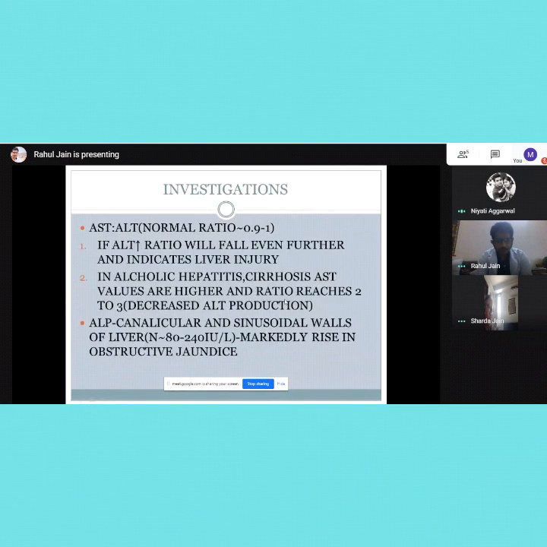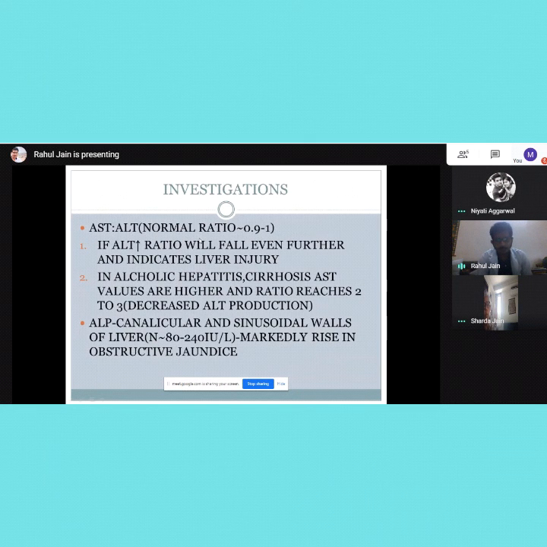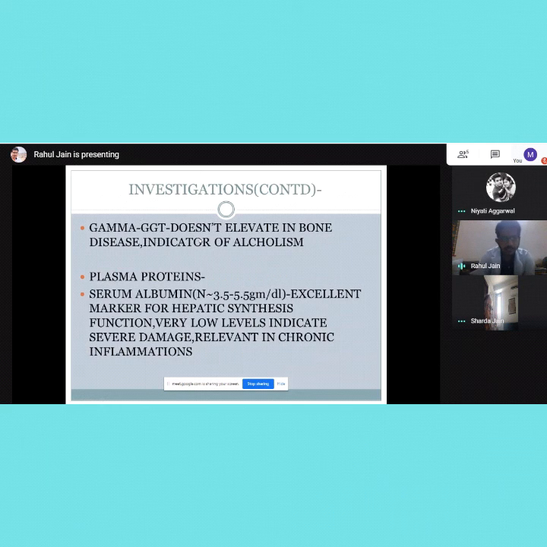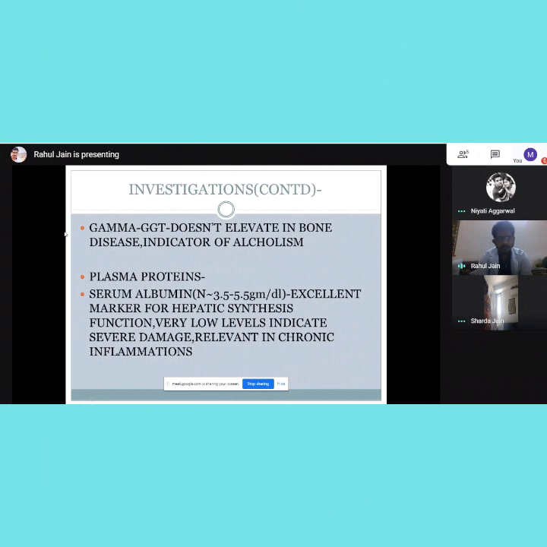One more important thing is GGT. So gamma GGT is very important. ALP is also present in bones. So suppose we see a case of only ALP rise, and we are not able to decide whether this ALP rise is due to liver disease or bone disease, then I should check GGT. If GGT is rising with ALP, then I know it is because of a liver cause. But if only ALP is rising and not GGT, then I know it is due to a bone problem, not a liver problem.